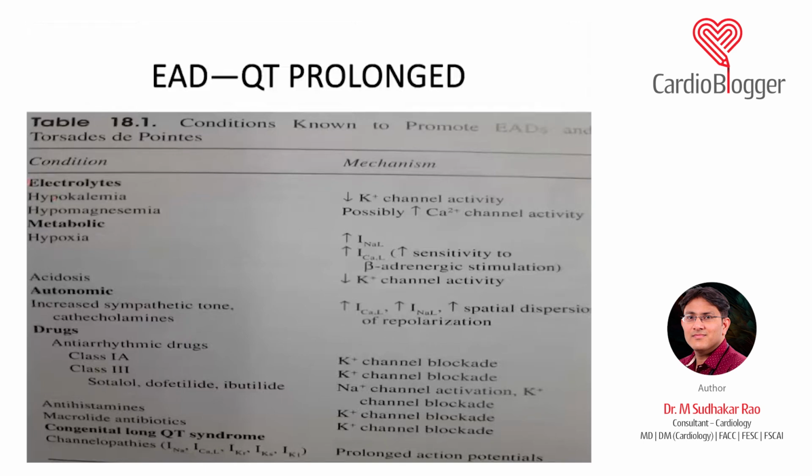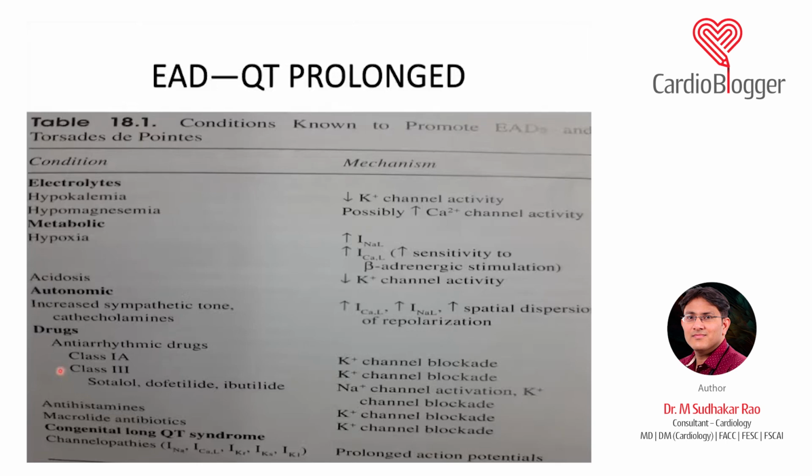Now these are the various conditions which can cause early after depolarization. As I discussed, hypokalemia and hypomagnesemia. Hypokalemia decreases the potassium channel activity, and that is why it causes the prolonged action potential. Hypomagnesemia increases the calcium channel activity. Hypoxia again increases the sodium channel activity, and acidosis decreases the potassium channel activity. Apart from this, the class 1A drugs, which include quinidine, usually increase the effective refractory period and increase the cardiac action potential duration, whereas the other classes either decrease the effective refractory period, and class 1C has a neutral effect on the refractory period. So it is the class 1A, like quinidine, which increases the refractory period and causes potassium channel blockade.